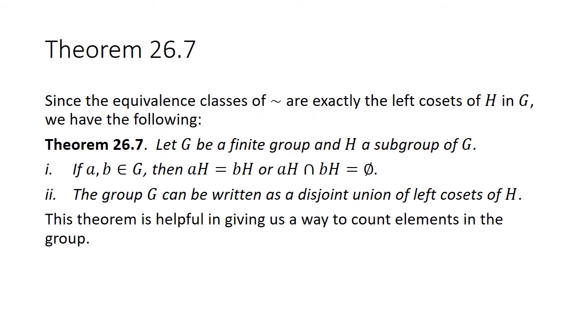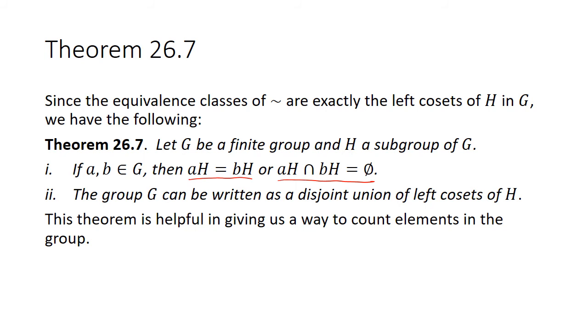Okay, so this brings us to Theorem 26.7. Since the equivalence classes of the tilde relation are exactly those left cosets of H in G, we have the following. Theorem 26.7: let G be a finite group and H a subgroup of G. If A and B are elements of G, then AH equals BH, or AH and BH are disjoint. In other words, their intersection is the empty set. So one of those two must be the case, and that's just a feature of any equivalence classes. And since these left cosets happen to be equivalence classes, that means they have this feature.